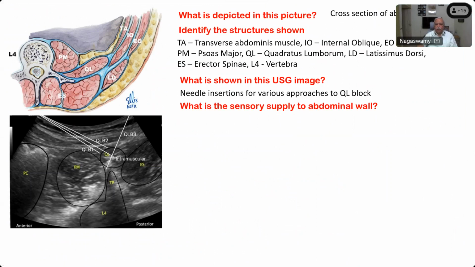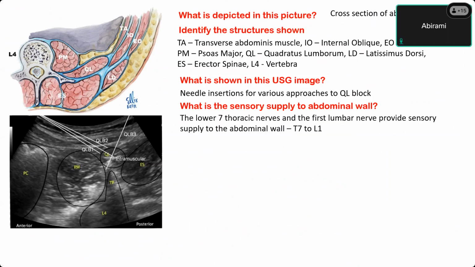Which segment to which segment? Thoracic T4 to T10. T6, T7 to T11. The entire abdominal wall from the clavicle level to the waist level. That is the abdomen, isn't it? T7 to T12, lower thoracic.